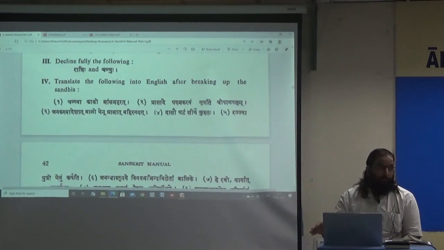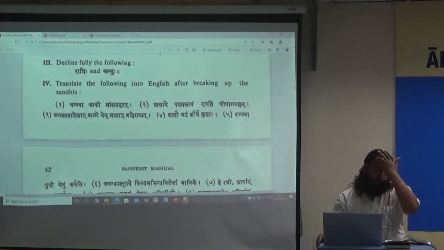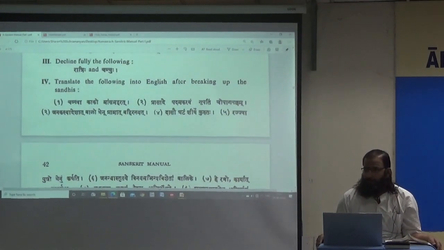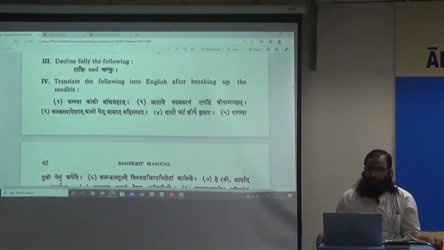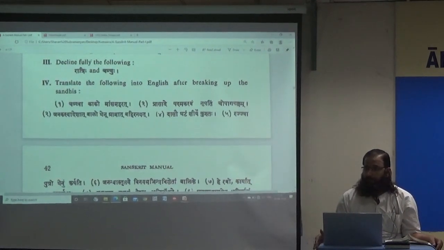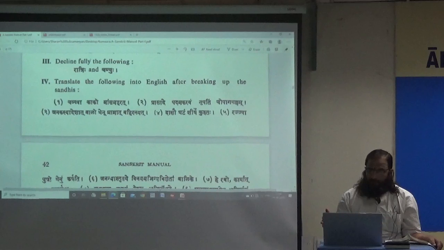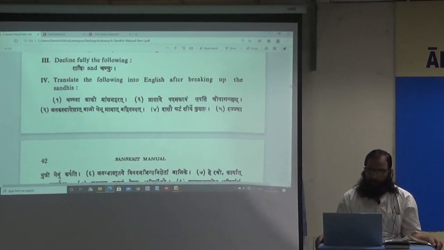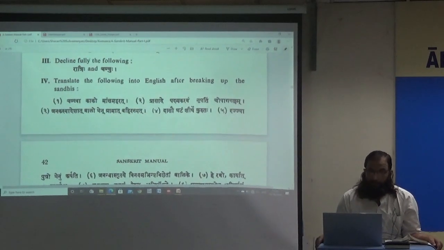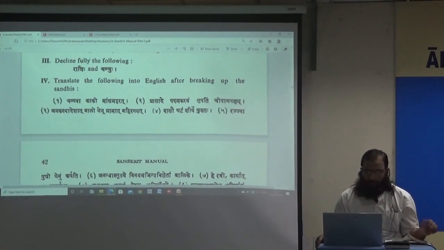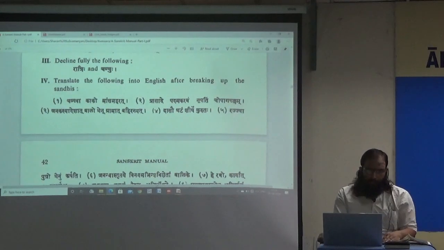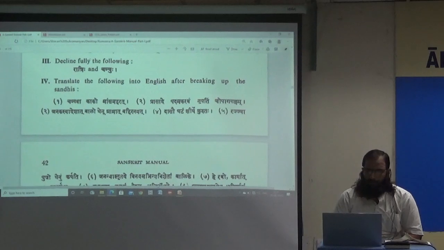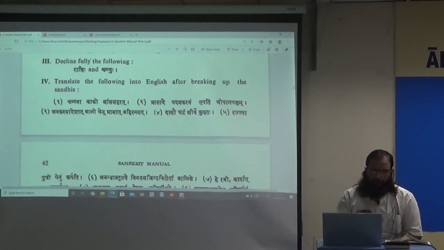So you need to be thorough with the shabda. Ukaranta, Strilinga, Ukaranta, Ikaranta, and other shabdas. Halanta also. Similarly, all the lakaras. And the karmani prayoga also. Okay. So we are doing only abhyasa. Whatever we have seen so far, just applying that knowledge, they are translating. So that is what this ant one is.